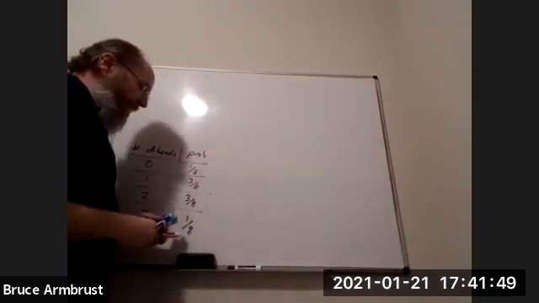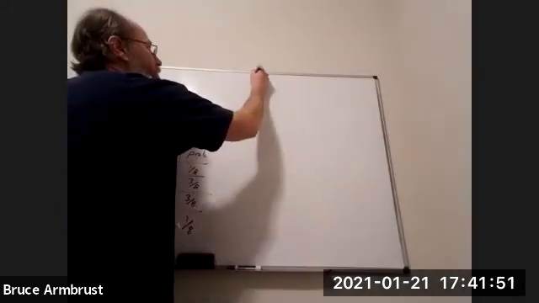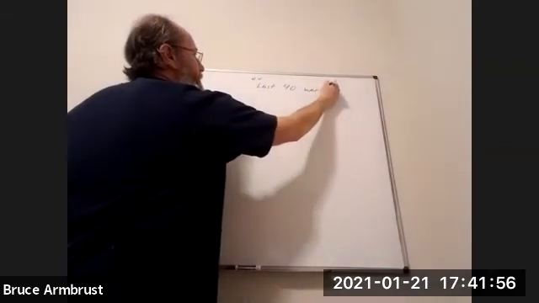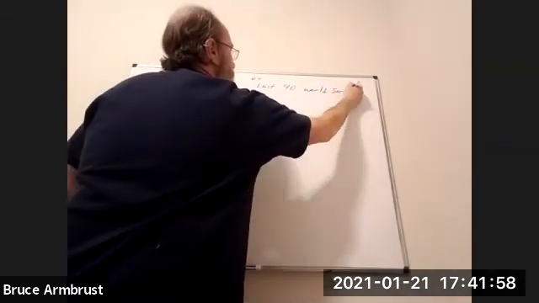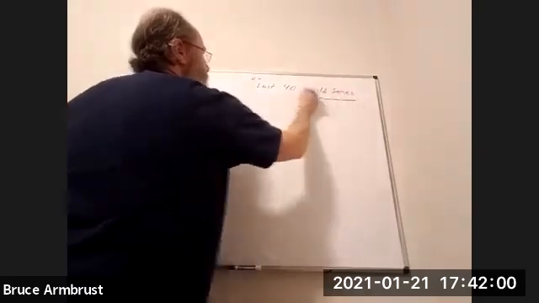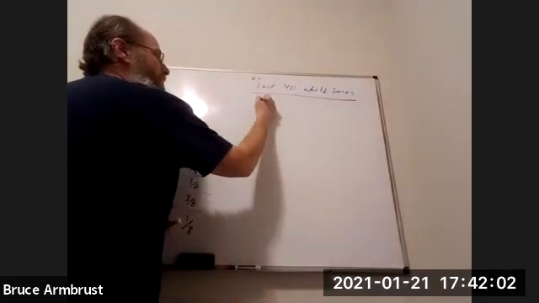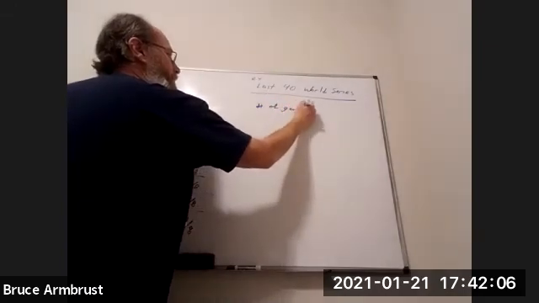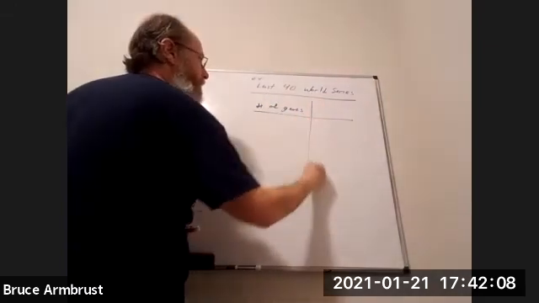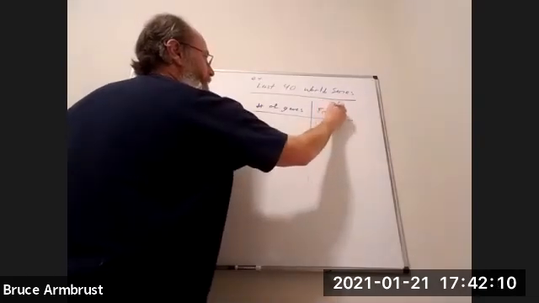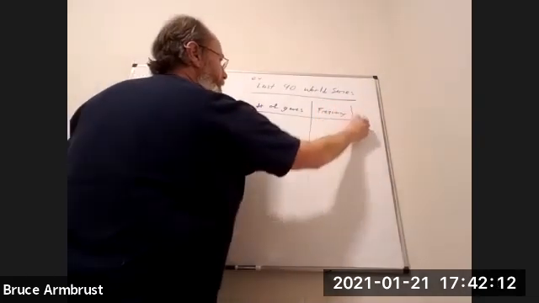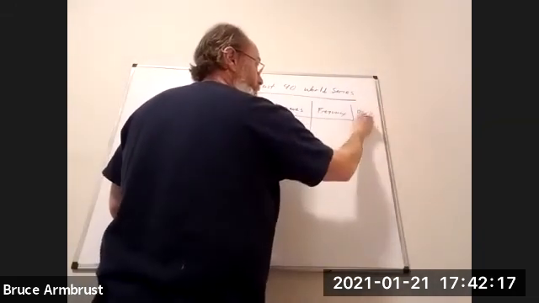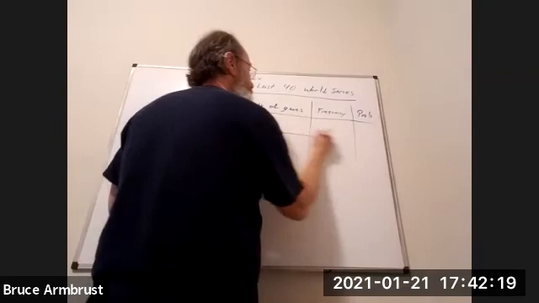So this is the last 40 World Series. This is the number of games that were played and the frequency. I'm going to make another column here for the probability. We'll calculate those in a second.